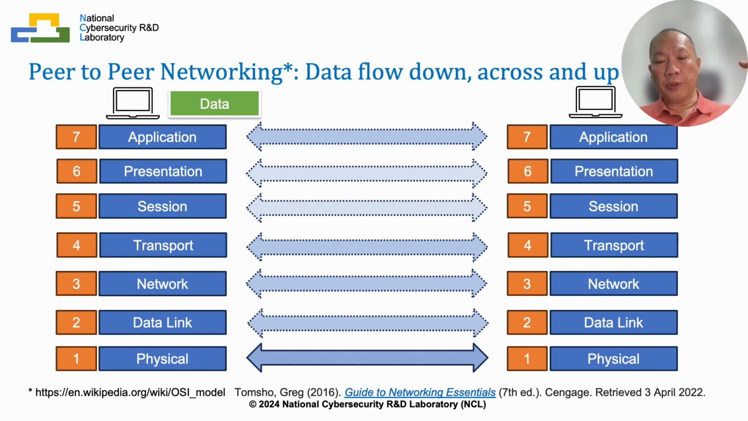So data would be transmitted from the application to the presentation, session, transport, network, data link, physical, and then through the physical medium, picked up by the destination physical layer, and then move up: data link, network, transport, session, presentation, and then finally to the application. And to the individual layer, it is as if each layer is talking to the corresponding layer, right? This is what we call peer-to-peer networking, right?